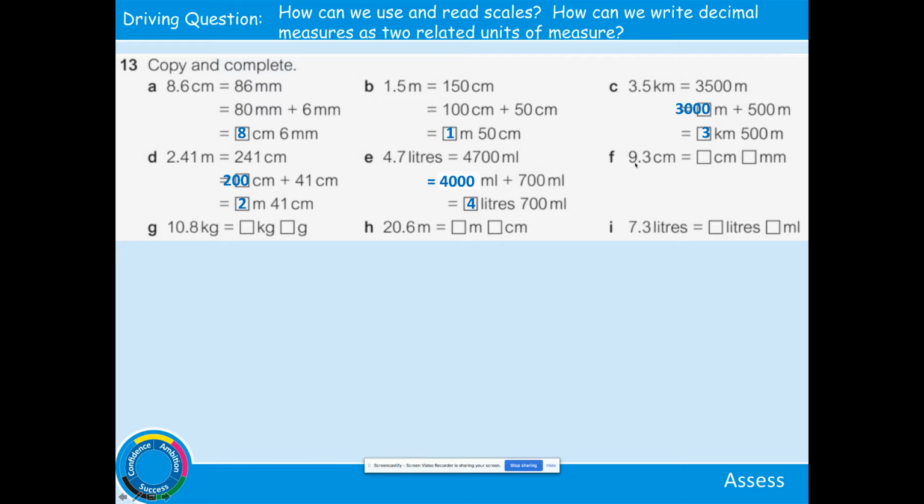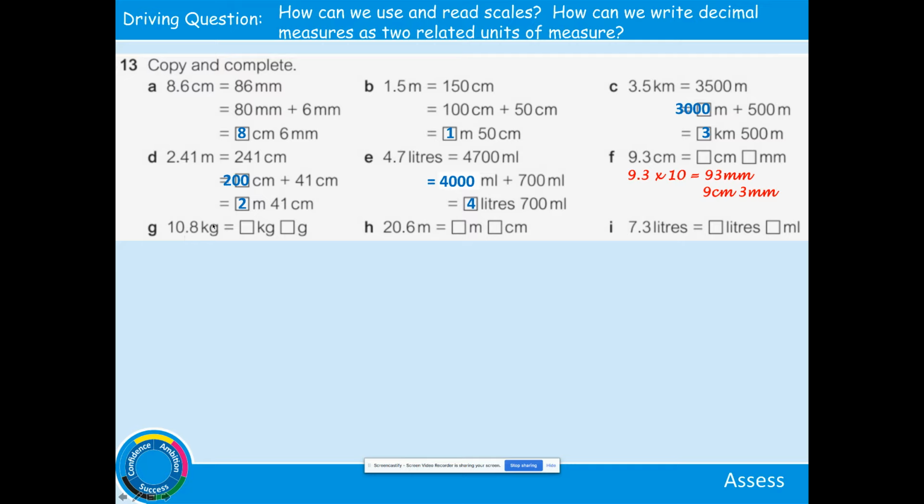Okay, this time we've got 9.3 centimetres. So this is going to be our centimetres. I've just shown multiplying it by 10 is 93 millimetres. Well, the 90 is our 9 centimetres, and it will leave us with 3 millimetres.